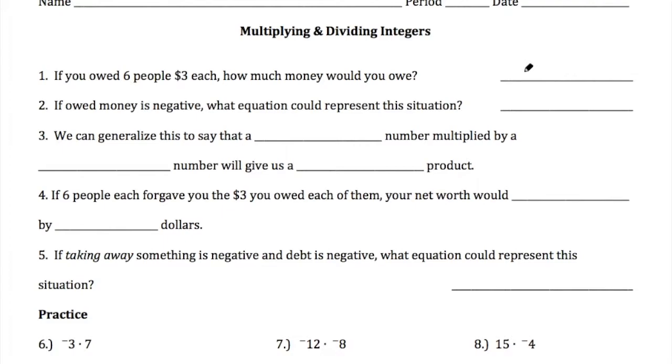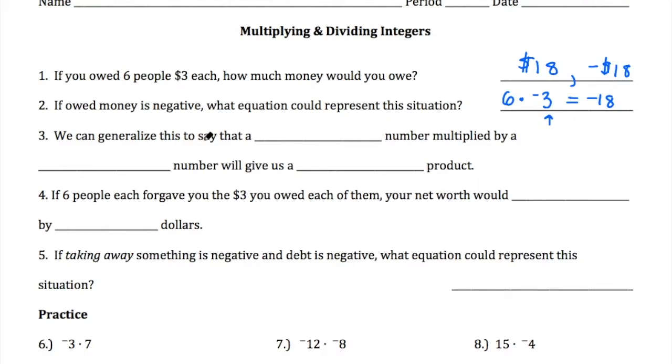You could take some time and write this out if you wanted to do this, but I think you're up to it. You're going to owe $18. Now, we might consider that a negative, and so we might say that you have negative $18. Okay, if owed money is negative, what equation could represent this situation? Well, we would say 6 people times negative 3 is negative 18. So in this case, this is negative because that's owed money.